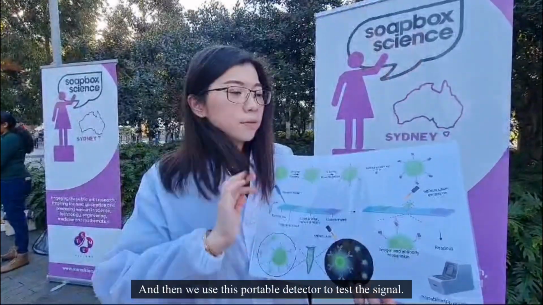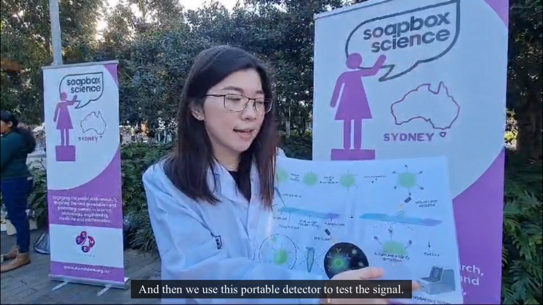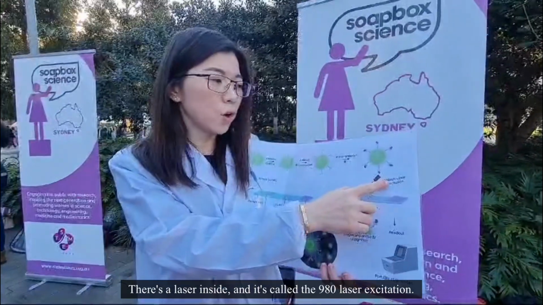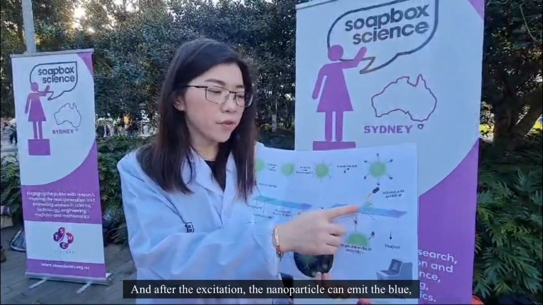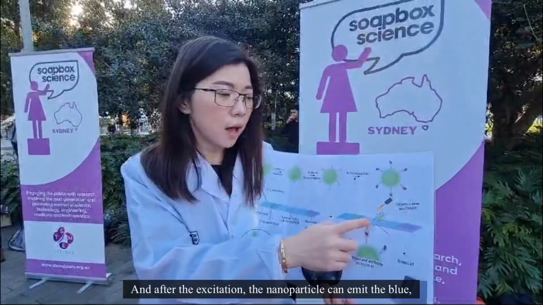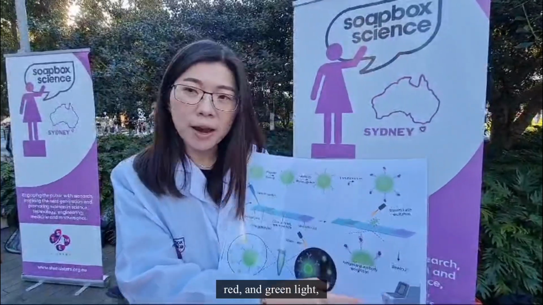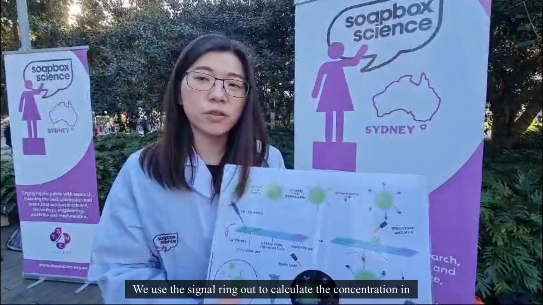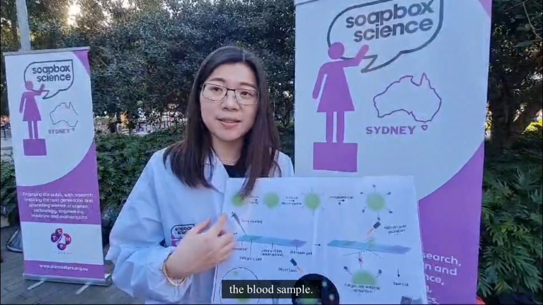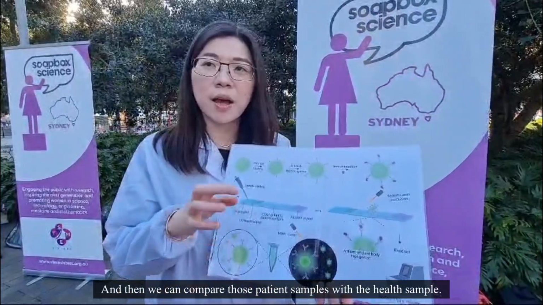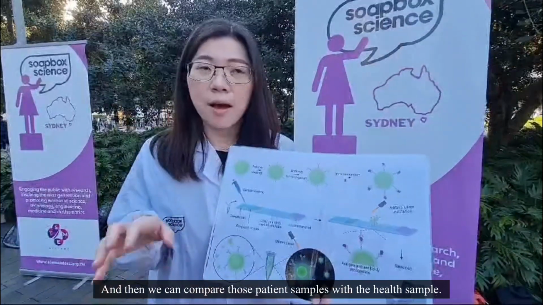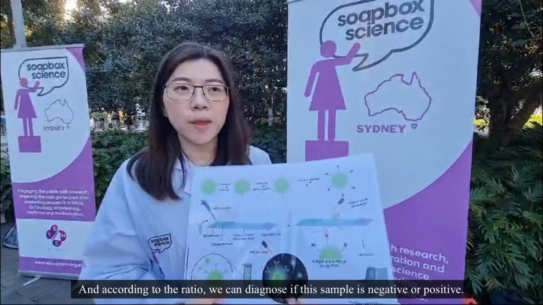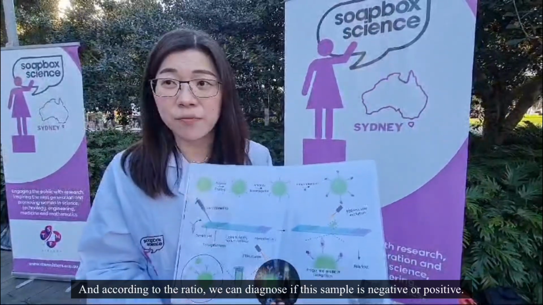And then we use this portable detector to test the signal. There's a laser inside, called a 980 laser excitation. And after the excitation, the nanoparticle can emit blue, red, and green lights, and we collect the signal here. We use the signal readout to calculate the concentration in the blood sample, and then we can compare the patient sample with the healthy sample, and then we can see the ratio. And according to the ratio, we can diagnose if this sample is negative or positive.